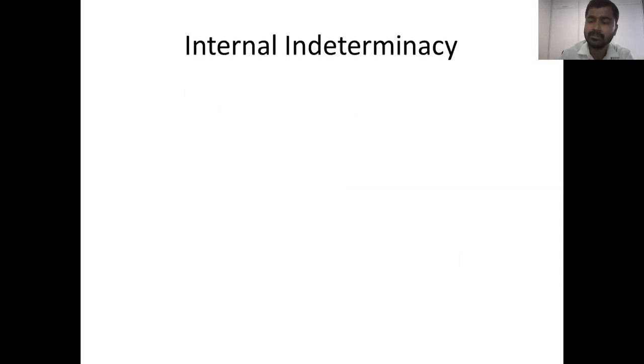Now let us talk about internal indeterminacy. You have to know what is meant by determinacy, what is meant by static indeterminacy, what is meant by external indeterminacy, and the last concept, internal indeterminacy. What do you mean by internal indeterminacy?